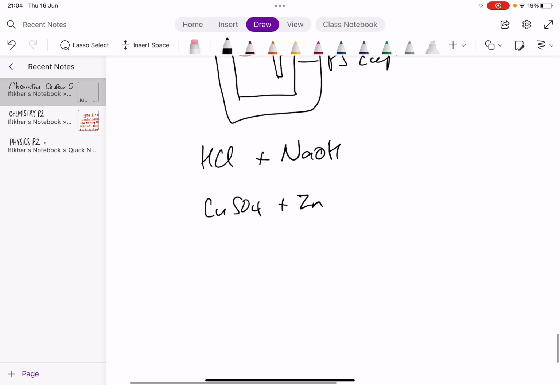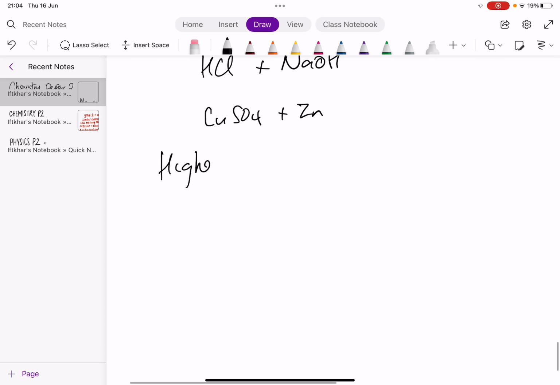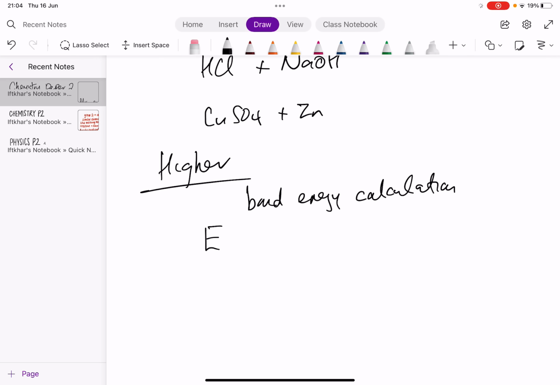Now, for higher paper, bond energy calculations. Bond energy calculations is where the energy change is the energy of bonds broken minus the energy of bonds formed. You will be given data here. You do not need to memorize any of these figures, so there's nothing here you need to memorize in terms of numbers.